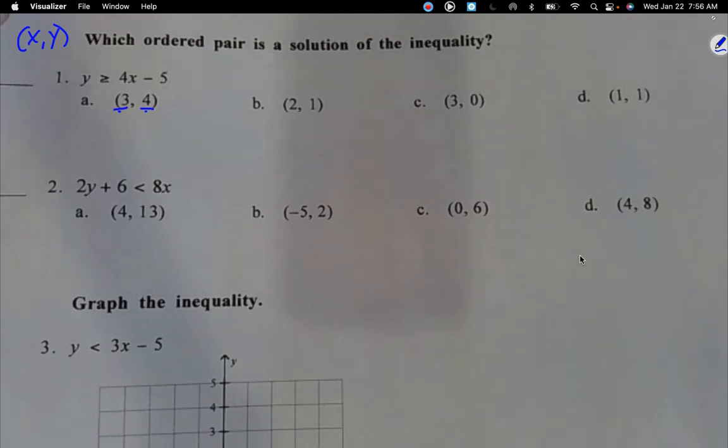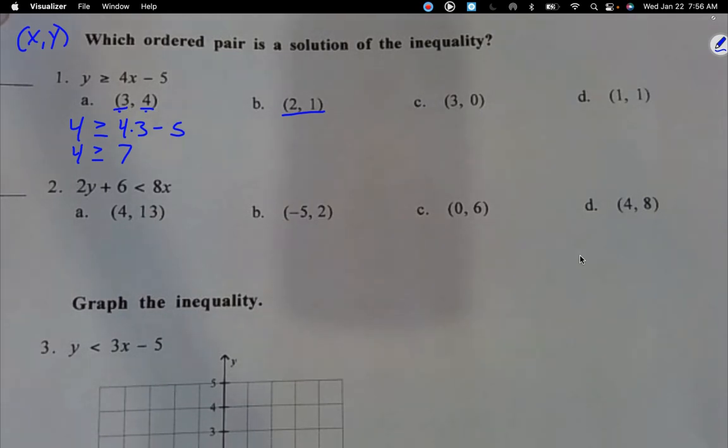Okay, so I'm going to plug in the 4 for Y, bring down my greater than or equal to. That says 4 times X minus 5. So I would plug this in my calculator. What is 12 minus 5? Anybody? Is that 7? So is 4 bigger than or equal to 7? Is 4 bigger than 7? Is it equal to 7? No. So is that an answer choice? No. All right.